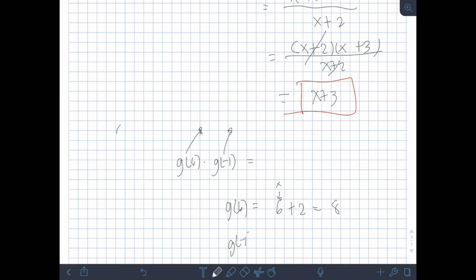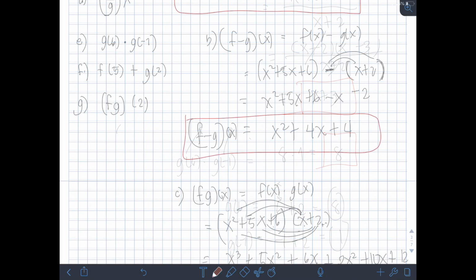Next, g of negative 1, we have negative 1 plus 2 or positive 1. And then multiply natin silang dalawa kasi yun yung pinapahanap. So we have 8 times 1 is 8. Okay? So therefore, our answer is positive 8.